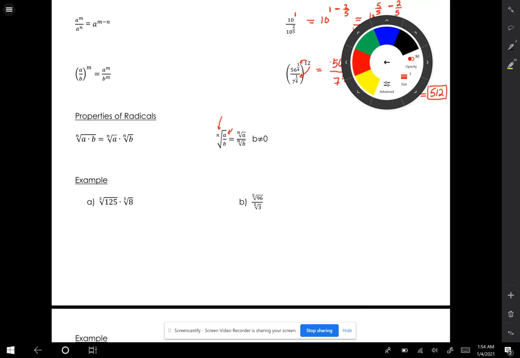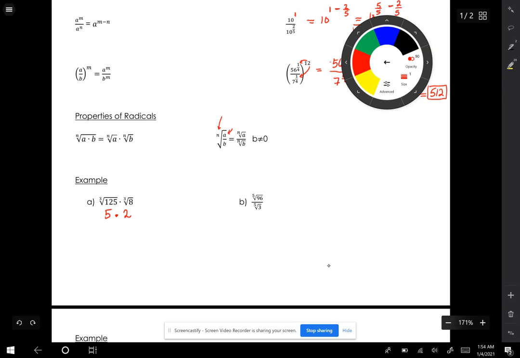All right, so we'll look at some easier ones and then we'll work our way into some more difficult ones. So the first example, example A on the bottom of this page, the cube root of 125 is 5, and the cube root of 8 is 2.